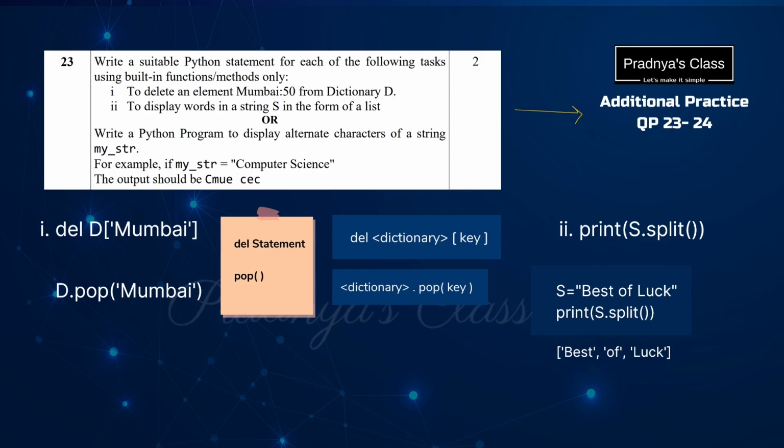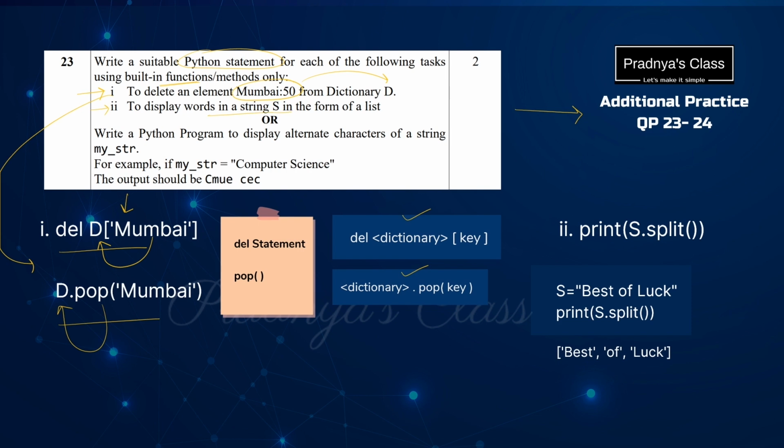Let's check out. We need to write the Python statement using some built-in functions. The first task is to delete an element Mumbai 50 from dictionary D. So to delete from the dictionary we have two options. First is del statement and the second is pop method. Whichever you feel easy, you can go ahead with it. But the format you should know. Del is a statement where we will write the key along with the dictionary name. And pop is a method. Here is the syntax for your convenience.